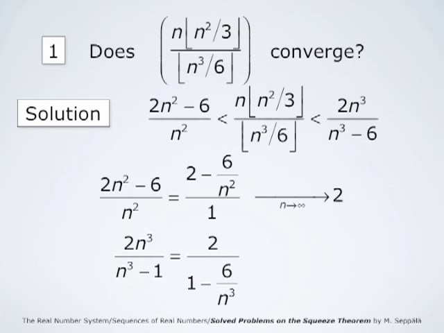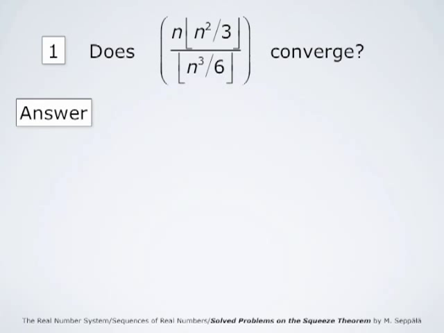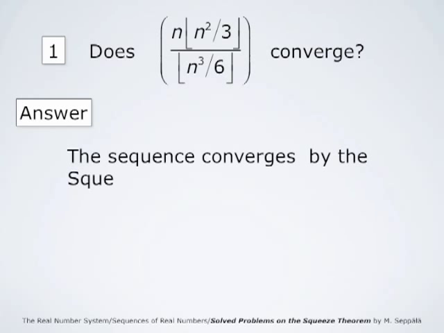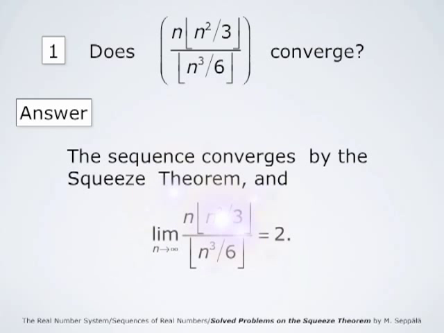The upper bound, 2 times n cubed divided by n cubed minus 6, can be written as 2 divided by 1 minus 6 divided by n cubed, and that approaches 2 as well as n goes towards infinity. This means that the answer is that the sequence converges and that the limit of this sequence is 2.